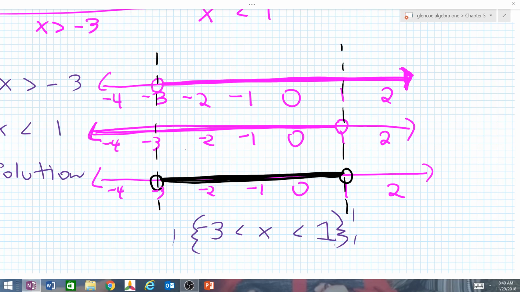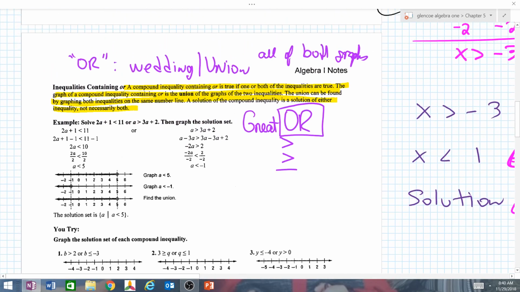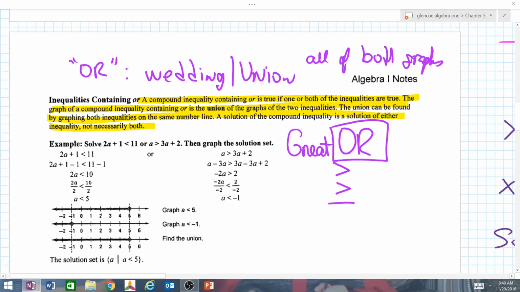Part 2 of the lesson is, flip the page, solving inequalities with the word or. Everybody has either been to or seen a wedding in a movie or on a TV show, and you take your vows and you say, for richer or poorer, for better or worse, in sickness or in health, till death do us part. So I want you to think of or as a wedding union. And the word union means everything in the first graph plus everything in the second graph.